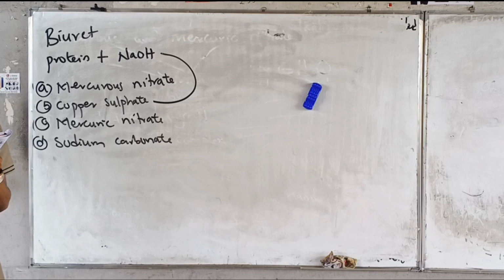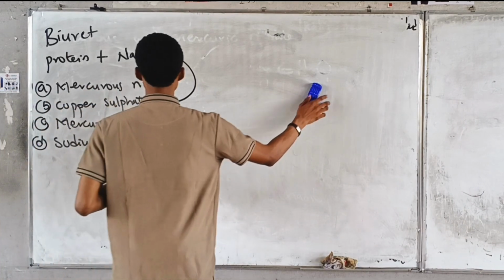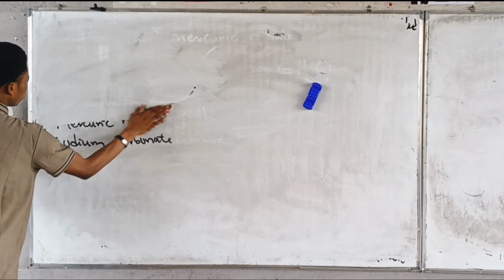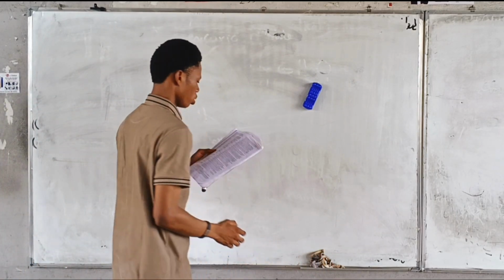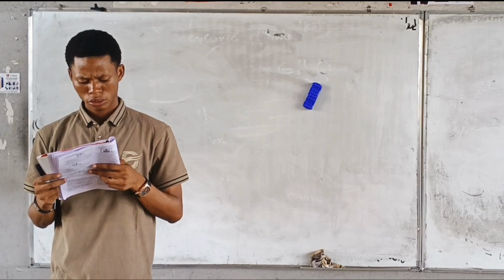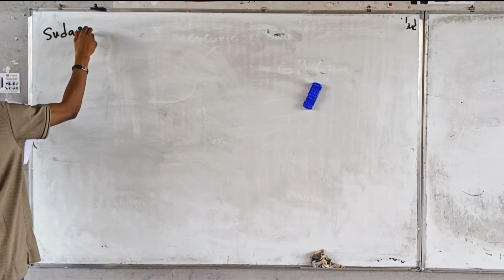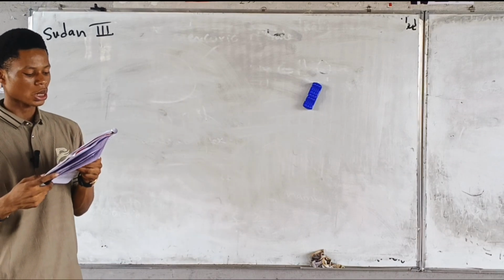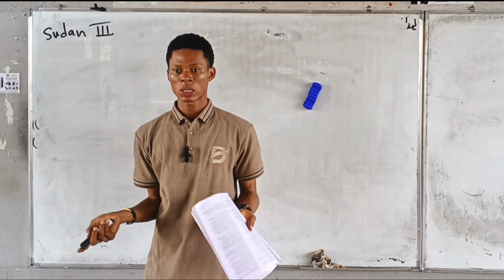Next question. A food substance which produces red coloration with Sudan 3 contains dash. What's the answer? Fat and oil. Thank you very much. So A says protein, B sugar, C starch, D fat. So the answer is what? Fat. Sudan 3 test is used to test for fat already.